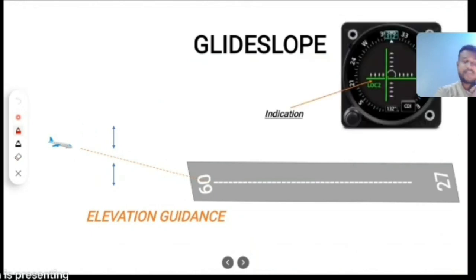So we have the same indicator having one more needle to indicate the elevation guidance, vertical guidance. So how much above or how much below you are from the glide path. So now this is indicating you are a little bit below the glide path. So this horizontal indicator is placed against the vertical scale to indicate how much above or how much below you are from the glide path.